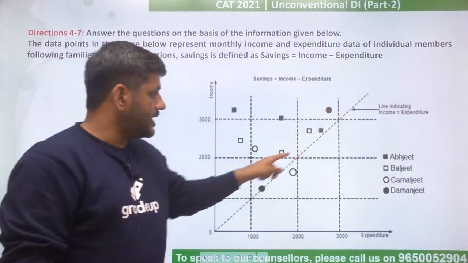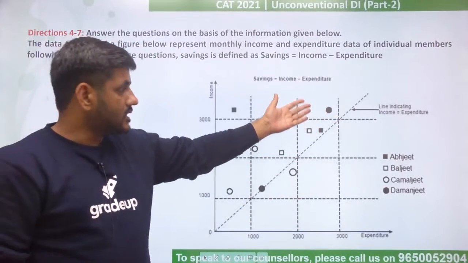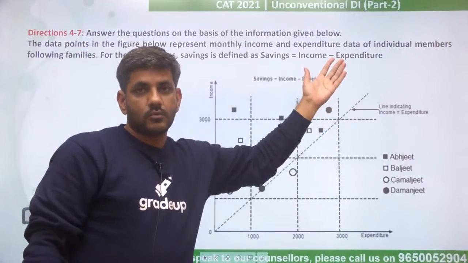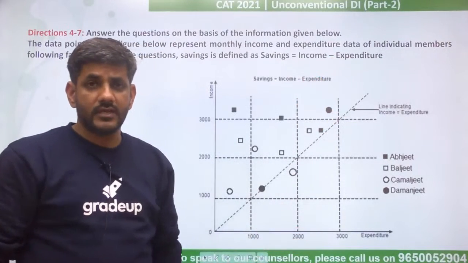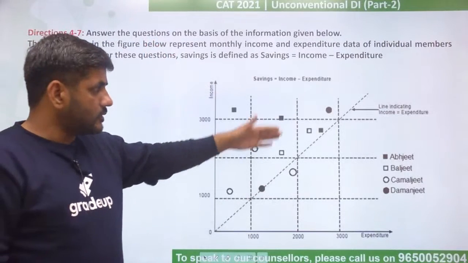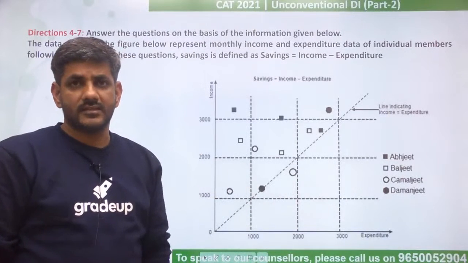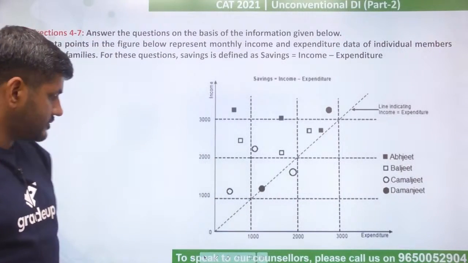And he has already made this line. In the previous question we made that line, but this time he has made it and given it to us. This line is indicating income is equal to expenditure. Generally they won't give you that, but here they have already given it to us. This is an actual CAT question in which they had given this line and this graph, everything was just like this. I have not made any changes into this.